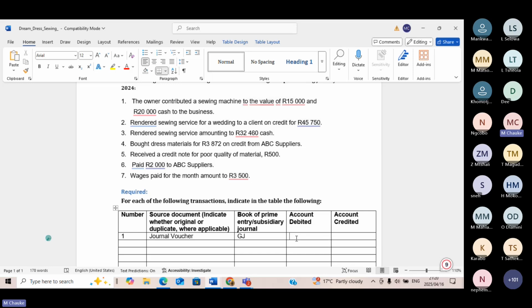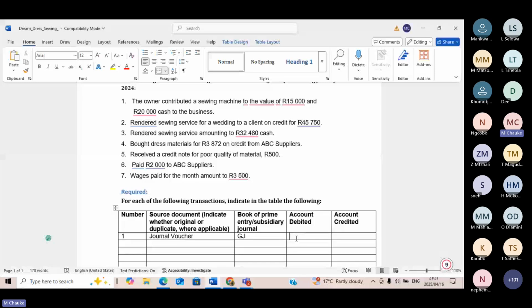And then now it's a matter of what do we do with this? We have to debit one and credit another. Are you guys following? So in order for us to debit and credit, we're going to follow the elements. We're going to ask ourselves, in terms of the elements, what is machinery? Machinery is an asset, right? And it says the owner is contributing a machine into the business. Therefore, there's an increase in machines. If we had one machine and the owner has brought another one, now we're going to have two. I hope you guys are following. It means there's an increase in our asset, right?